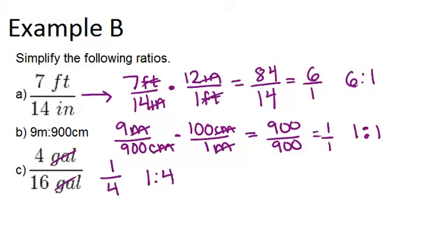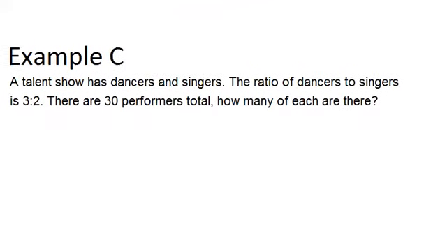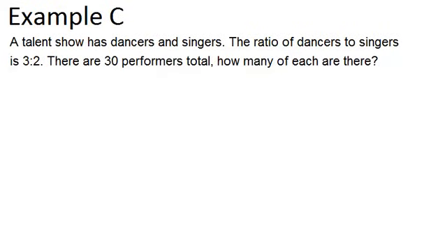All right, let's go to example C. A talent show has dancers and singers. The ratio of dancers to singers is 3 to 2. There are 30 performers total. How many of each are there? In this problem, it gives us the ratio and the total number of people. Even though it says the ratio is 3 to 2, that doesn't mean that there are 3 dancers and 2 singers because it's been reduced. If there were only 3 dancers and 2 singers, there would only be 5 people total. But it says that there are 30 people total.